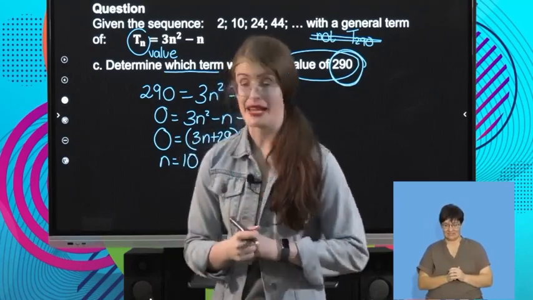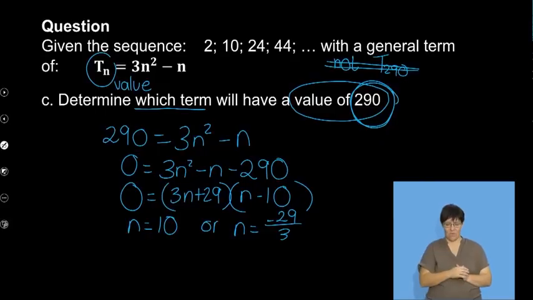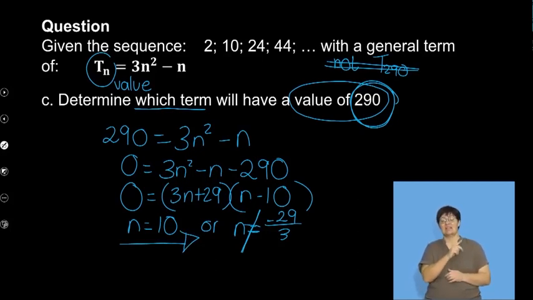So let's write that down. I know that n cannot be equal to negative 29 over 3. So n is equal to 10. So the 10th term will have a value of 290. Let's go to the next example, everybody.